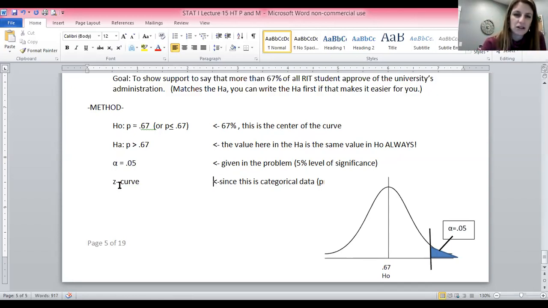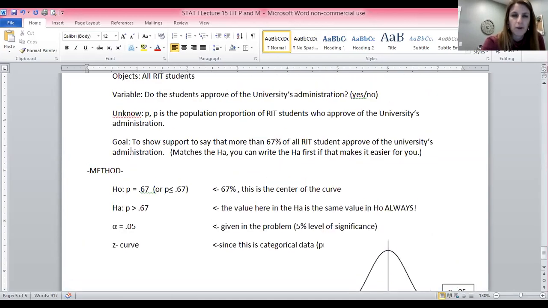I'm on the Z curve. The reason why I'm using the Z curve is because we're studying categorical data, P proportions. Okay, so it's cut and dry like that. It's what you have that's going to drive you for what curve you're using. Let's go back up to the goal, then we're going to look at the picture below.